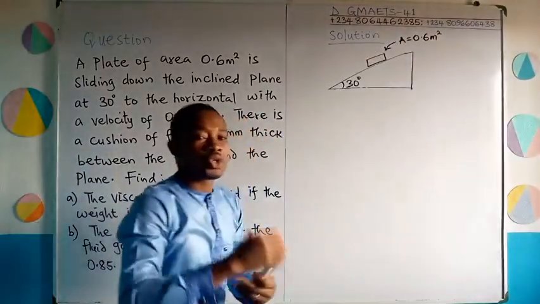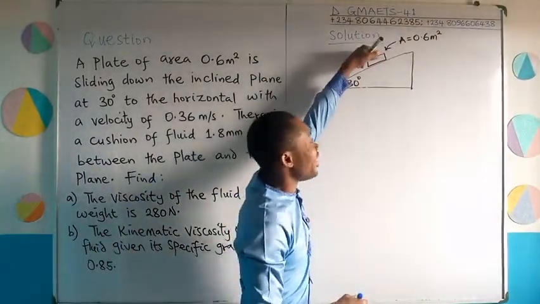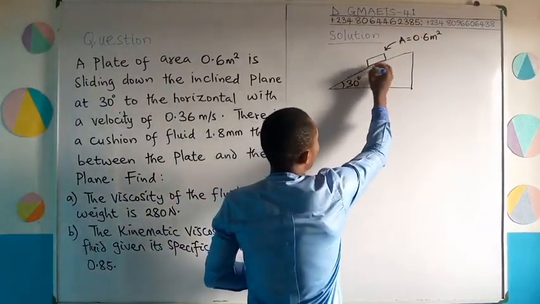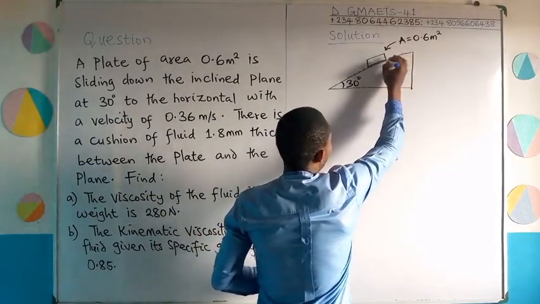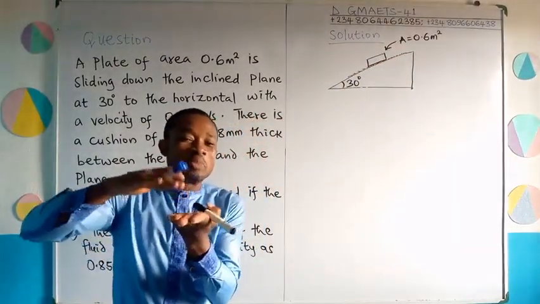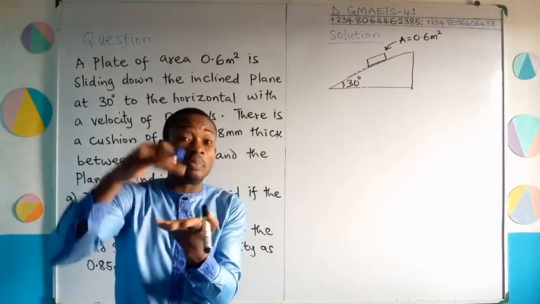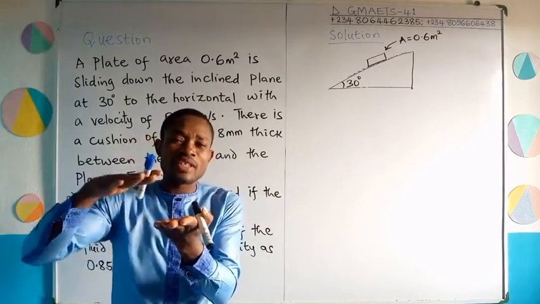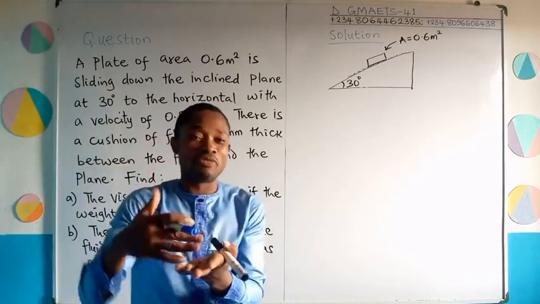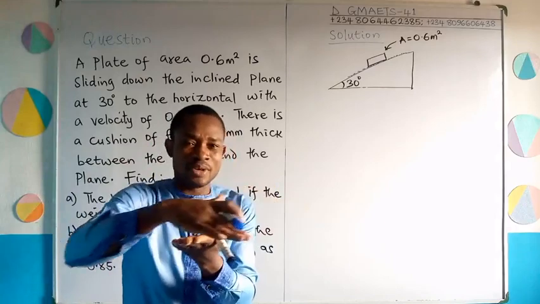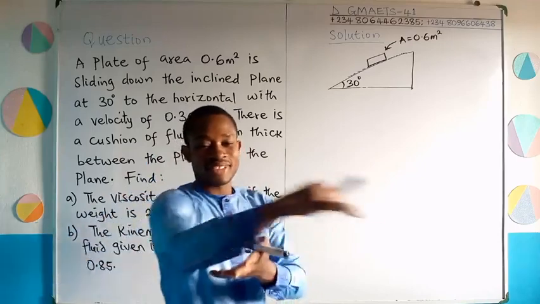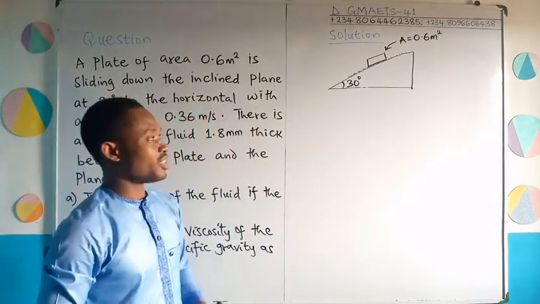We were told that there is a cushion of fluid between this plate and this plane. I will use this blue marker to just draw a line like this to represent that cushion of fluid. You know, the fluid will not allow the plate to make direct contact with the plane. So it's like the plate is floating on the cushion of fluid, thereby making it a bit slippery. It's just like when you try to move a plate on top of water, it just goes straight on. So that's the idea.